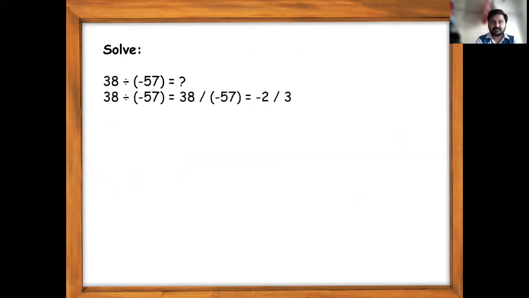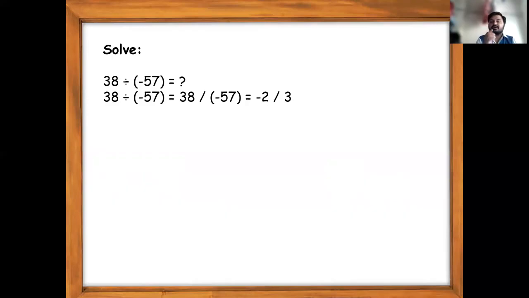Okay, very good. And this is how you got the answer? Yes, 38 divided by minus 57. So do not look at the sign first of all. You just divide the numbers as you normally divide. 38 divided by 57. So 19 2s are 38, 19 3s are 57. So we got the answer as 2 divided by 3.